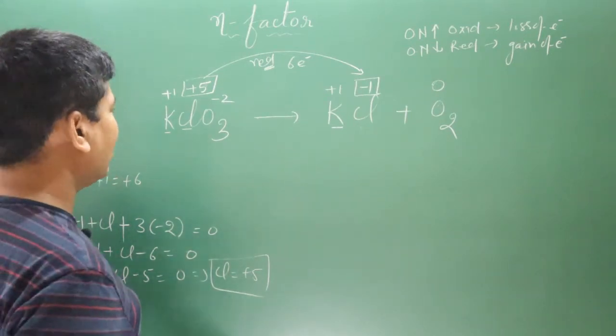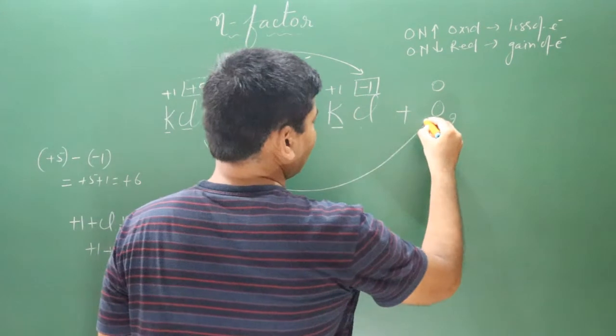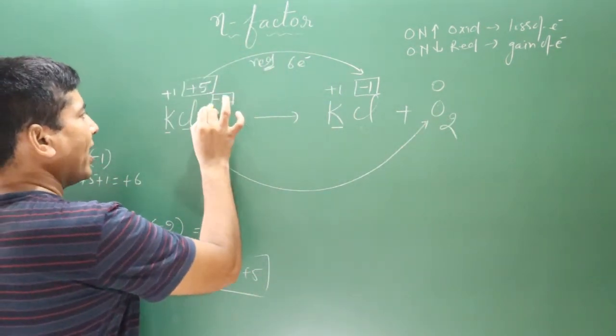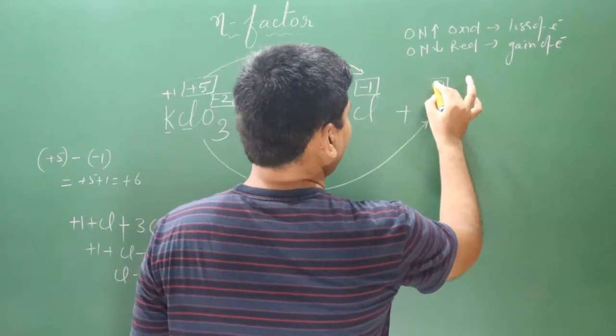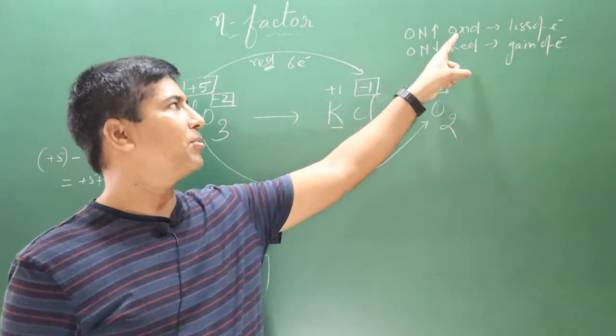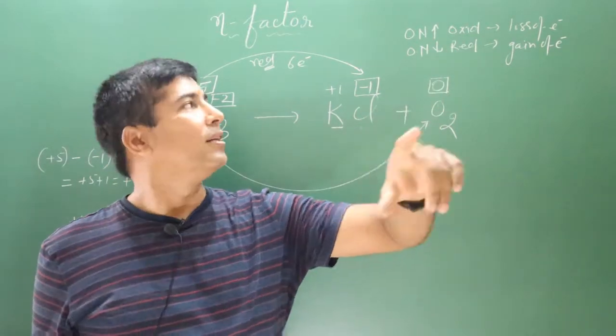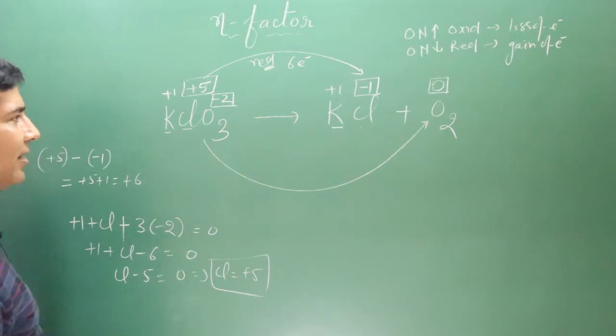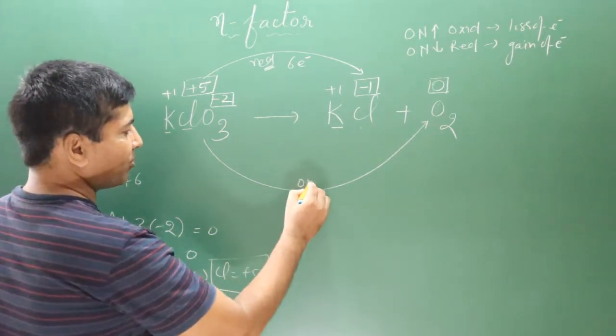Now we can compare the oxidation numbers of oxygen. On the left side oxygen is what? Minus 2. On the other side oxygen is what? 0. Minus 2 to 0 is an increase in oxidation number. Increase in oxidation number is what? Oxidation, in which loss of electrons is taking place. How many electrons are lost? Okay, it is an oxidation reaction, no doubt about it.